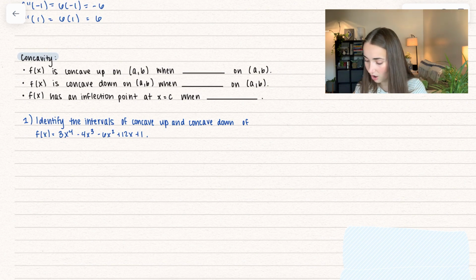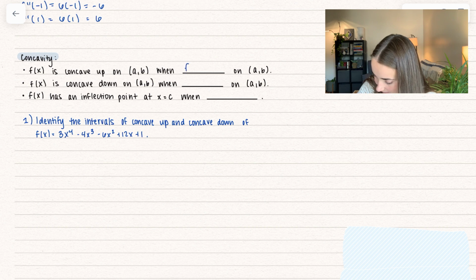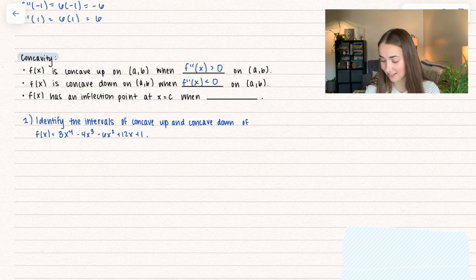So f of x is concave up on some interval ab when f double prime of x, or the second derivative, is greater than 0 on that interval. F of x is concave down on ab when f double prime of x is less than 0, or negative, on that interval. And then f of x has an inflection point at x equals c when f double prime of c equals 0. So when we solve for those values. So let's just go ahead and go through some examples.